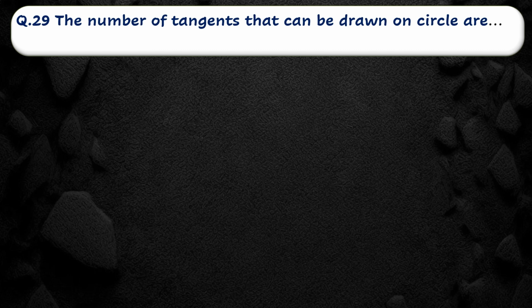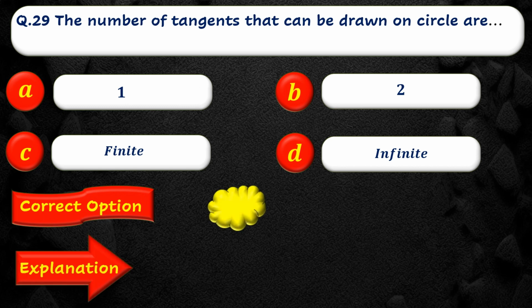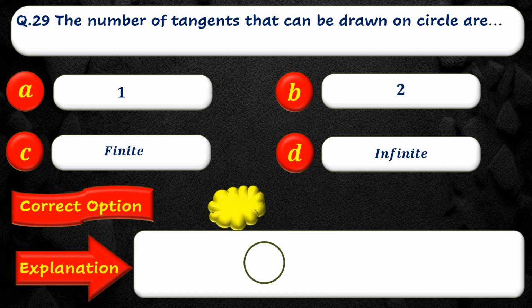Question number 29. The number of tangents that can be drawn on a circle are, and the options are, let's find out which one is the correct option. Draw a circle and draw a tangent line. Draw another tangent line. Draw another tangent line. Keep on drawing these tangent lines. You can draw as many tangent lines as you want. So there will be infinite number of tangent lines, and the correct option is option D.